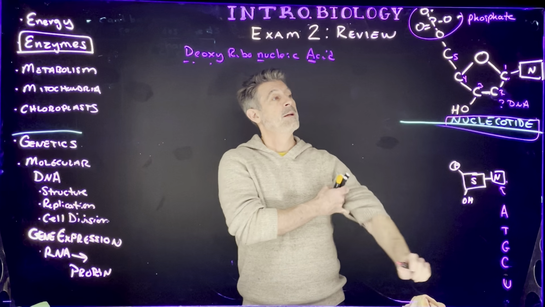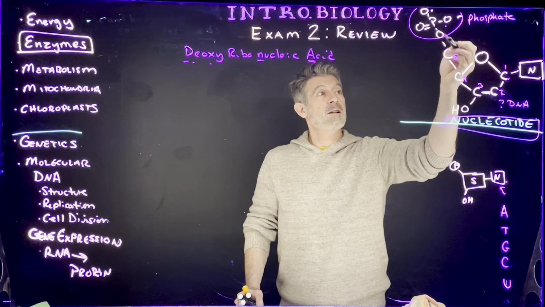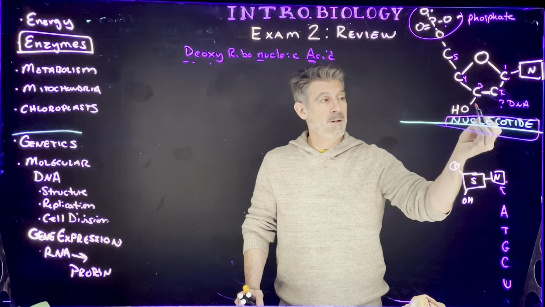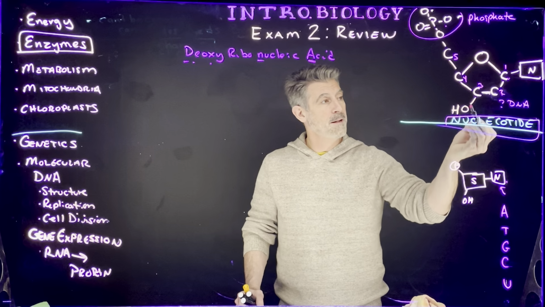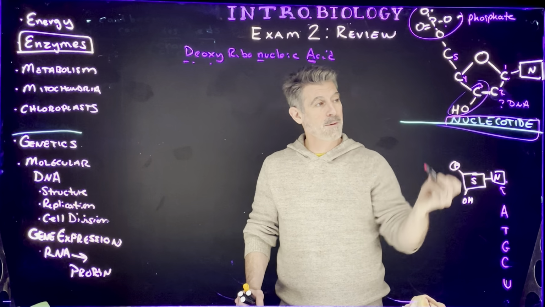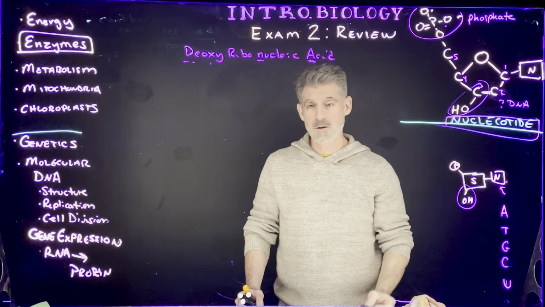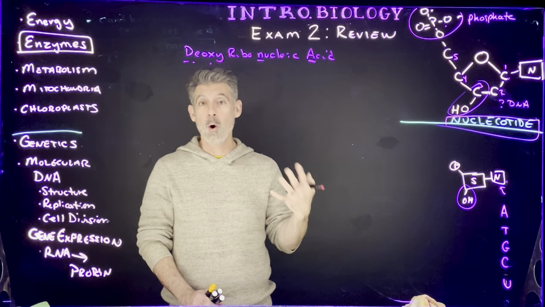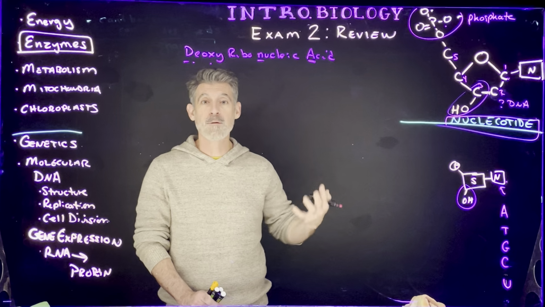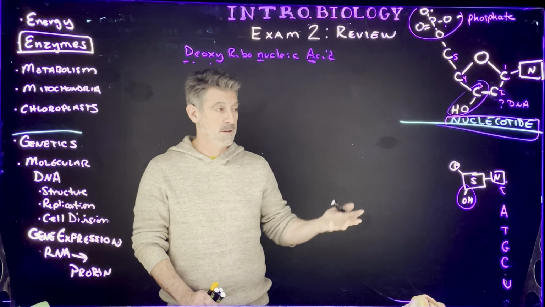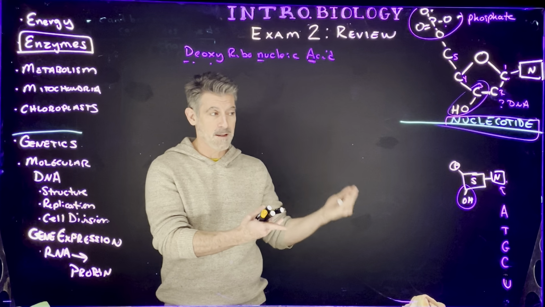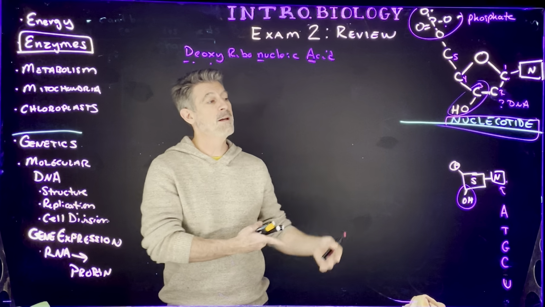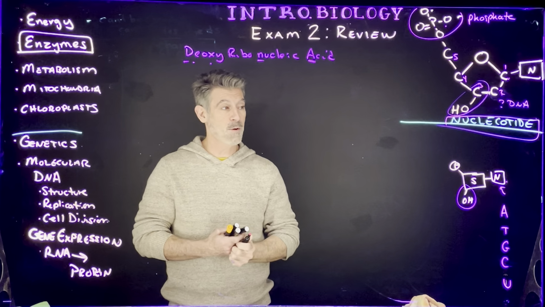Now, the phosphate's attached to the number 5 carbon. The nitrogenous base is attached to the 1. And then here attached to the number 3 carbon is the OH functional group that's still open, available, and free to form bonds with other nucleotides. So that's how we're going to build longer chains of these, one attached to another, and so forth, is at that location. That's why it's important.